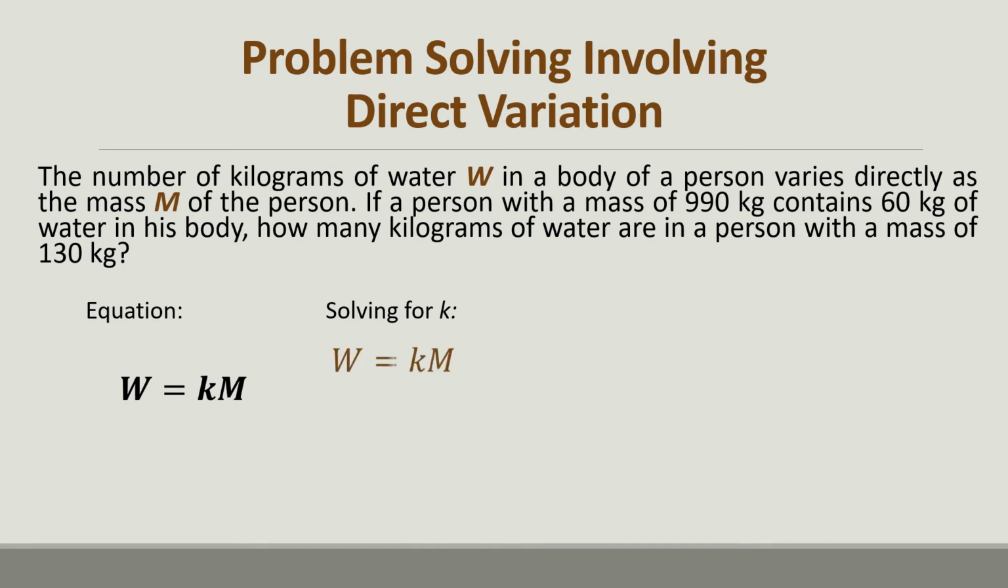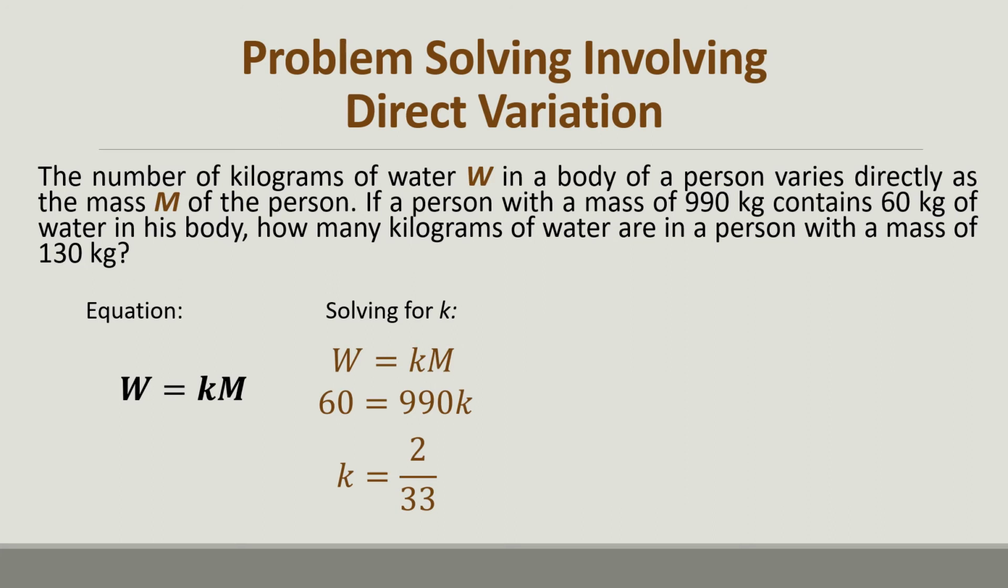So we write the equation again, and then we substitute the 990 to the mass, and then the 60 kilograms for W. Dividing both sides by 990, we get K equals 2 over 33. How is it possible? Of course, we have to simplify 60 divided by 990. So you'll get 2 over 33.